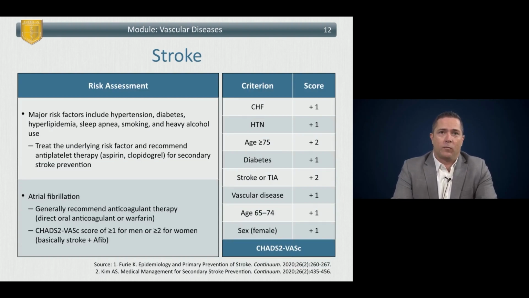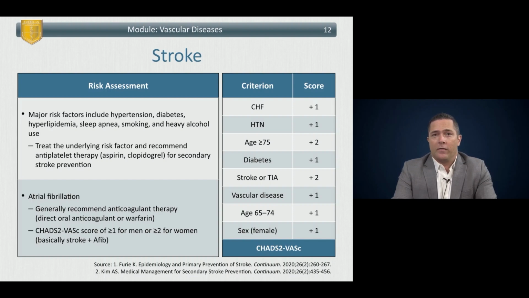In terms of risk assessment, once we're out of that immediate time window where TPA could be helpful, most stroke management is risk factor reduction. The biggest risk factors for stroke include hypertension, diabetes, hyperlipidemia, sleep apnea, smoking, and heavy alcohol use. Our primary role following a stroke is to manage the stroke risk factors by managing these medical conditions. So treatment of the underlying risk factors is of paramount importance, as well as adding some antiplatelet therapy, either aspirin or clopidogrel, each done as monotherapy for secondary stroke prevention.